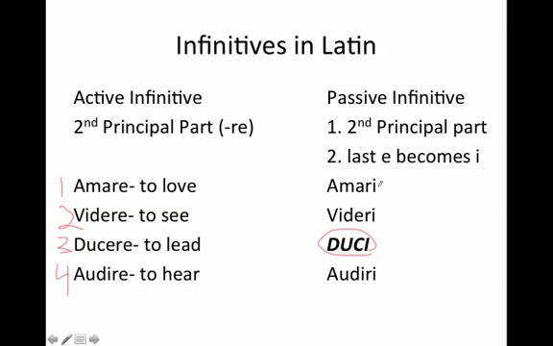And I didn't write them here, but I'll tell you very quickly. Amari means to be loved. Videri means to be seen. Duci is to be led, and audiri is to be heard. So that's a quick overview of how the present infinitives work in Latin and in English.